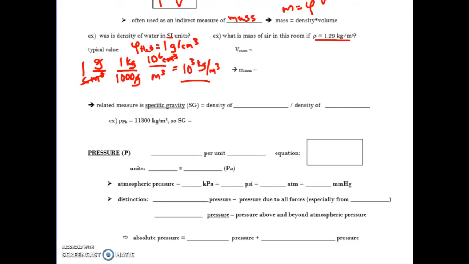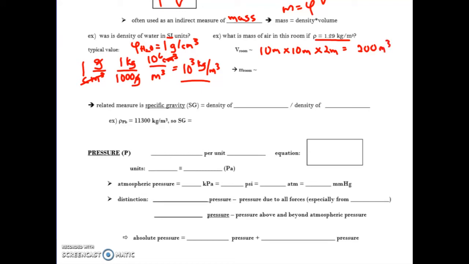So to find the mass of the room, we want to find a volume. So let's estimate it. We're treating the room as a cube. So let's say that the length is 10 meters, the width is 10 meters, and let's say the height is 2 meters. Keep it simple. And so that gives us, of course, 200 cubic meters.